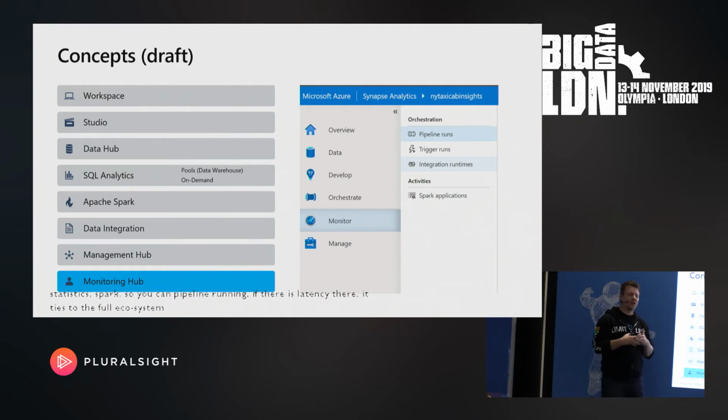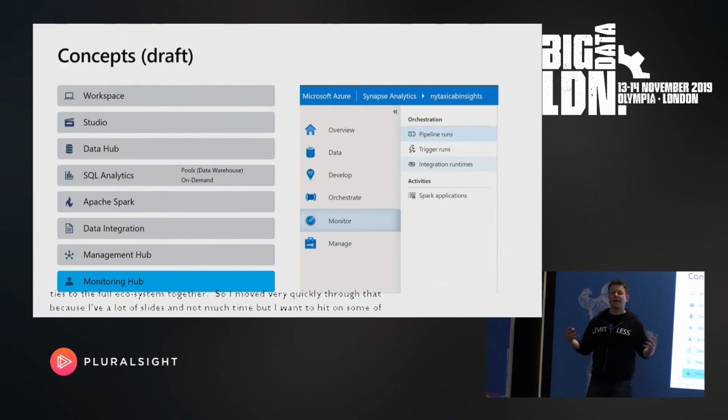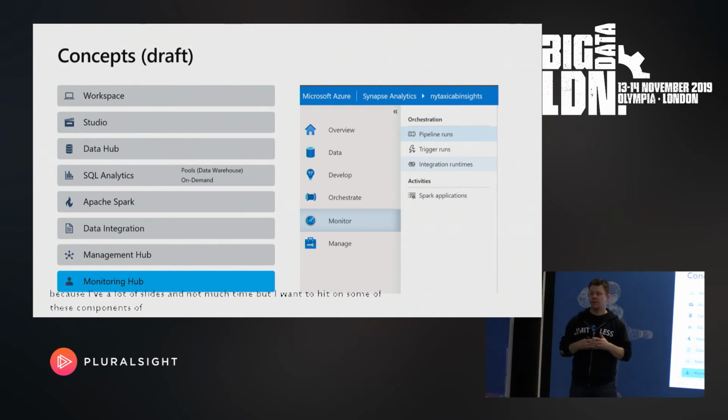So I moved very, very quickly through that because I have a lot of slides and not much time. I really wanted to hit on some of these core components of Synapse and how they all fold together into a single service.